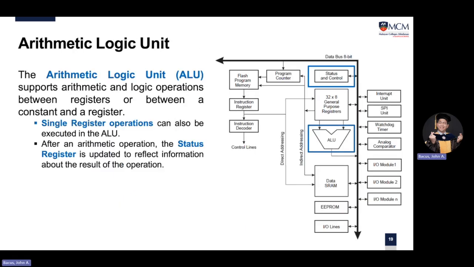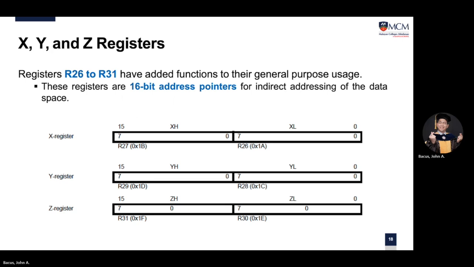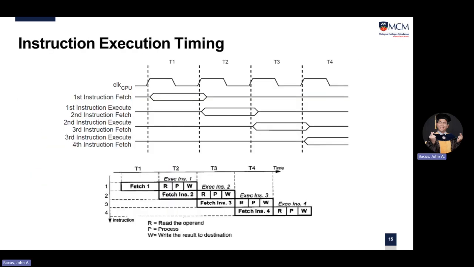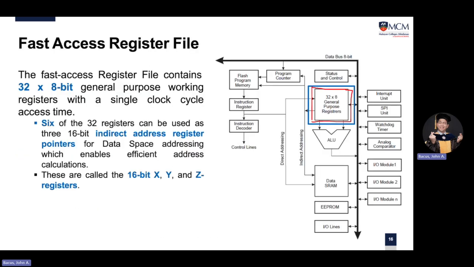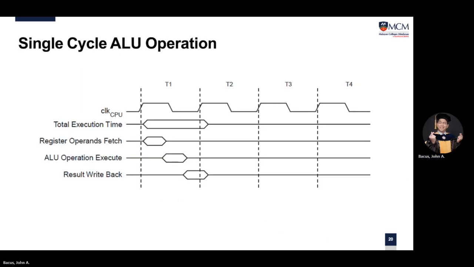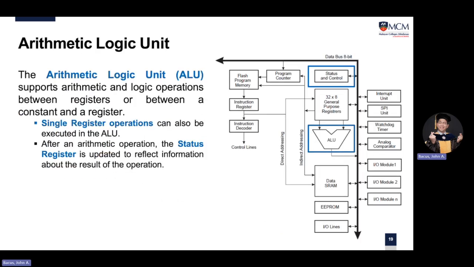So the arithmetic logic unit of this architecture, of the AVR microcontroller. Again, AVR is a Harvard architecture. The ALU of AVR specifically supports operations between registers or between a constant and a register. Single register operations can also be executed in the ALU. After an arithmetic operation, the status register is updated to reflect information about the result of the operation.